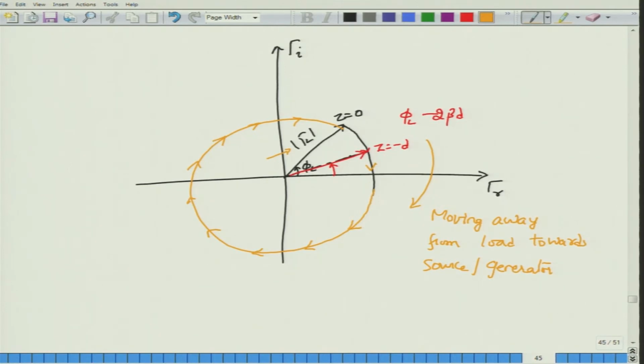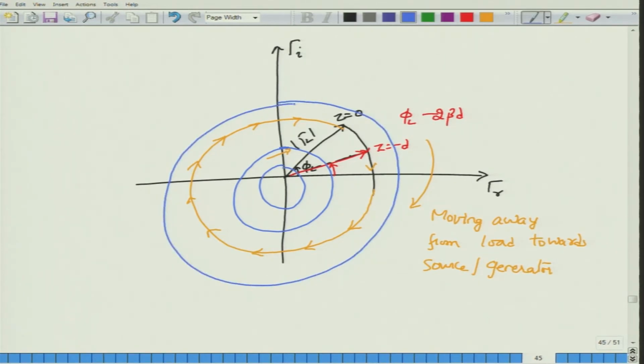This is the complex gamma plane, and you can think of different circles. For example, I might have a different value of gamma L, so that would correspond to a different circle, then another circle, then one more circle and so on. What is the maximum radius of this circle? The maximum radius would have to be equal to 1. Why? Because the maximum value of mod gamma L can only be equal to 1. So magnitude of gamma L equal to 1 would be the largest circle possible.